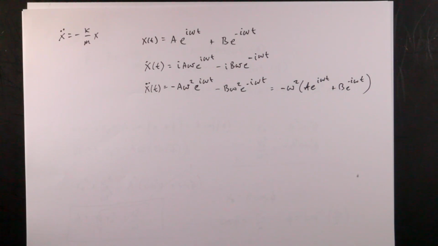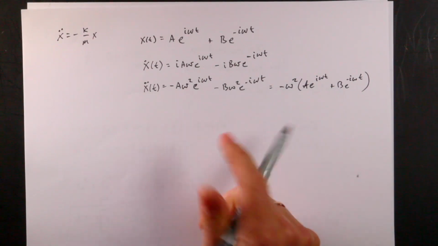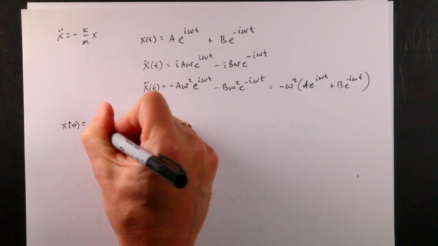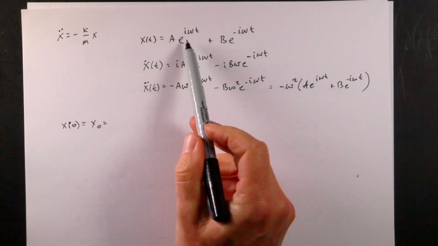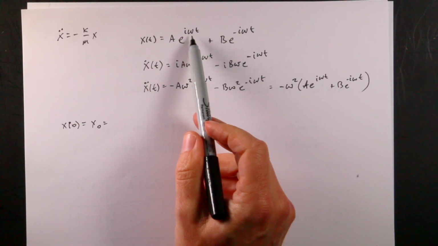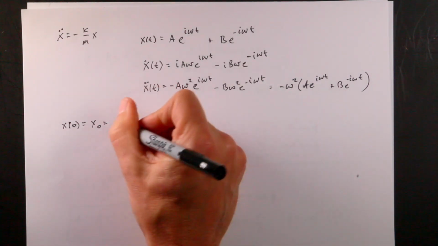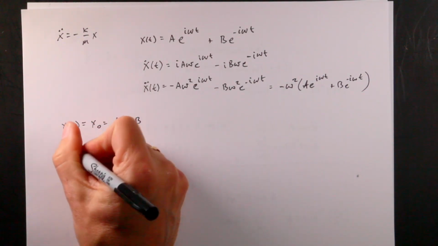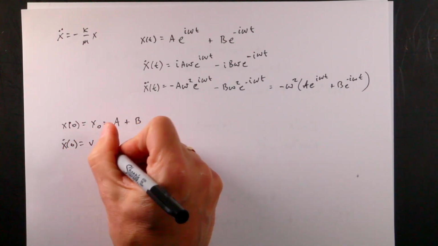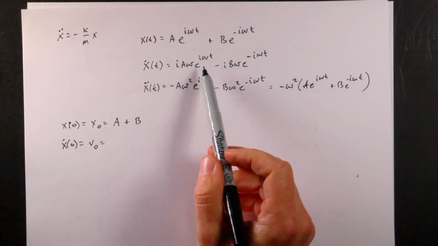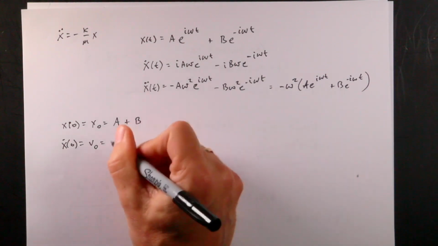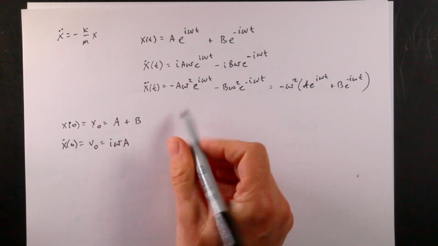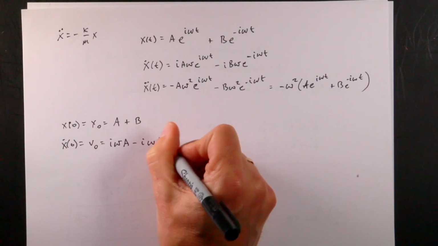So that's good. Now we need to find the parameters a and b, so let's do the same thing. X as a function of t at 0 is x0, and I'm going to put in 0 for t. So if I do that, I get a times e to the 0, which is 1, plus b times e to the 0, which is 1. So I get a plus b. And then if I do the same thing down here, x dot at 0 is v0. So I put in t equal to 0, and I get omega a minus i omega b.